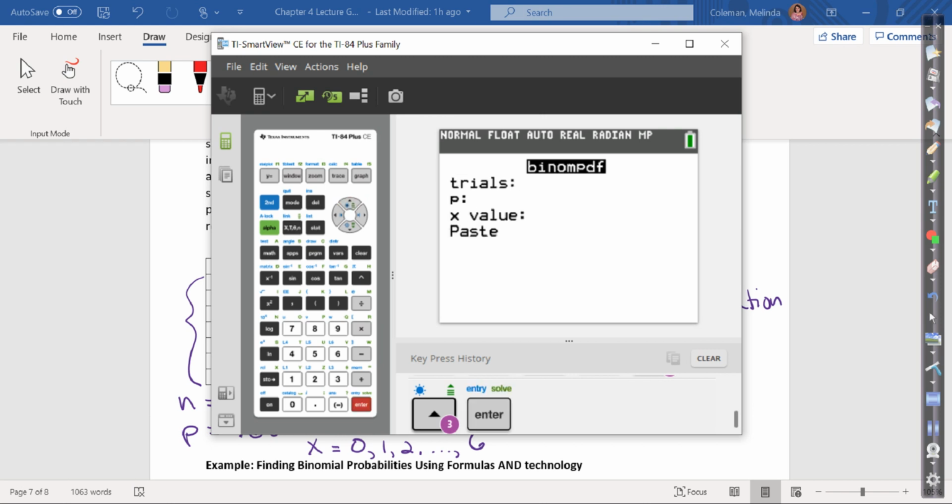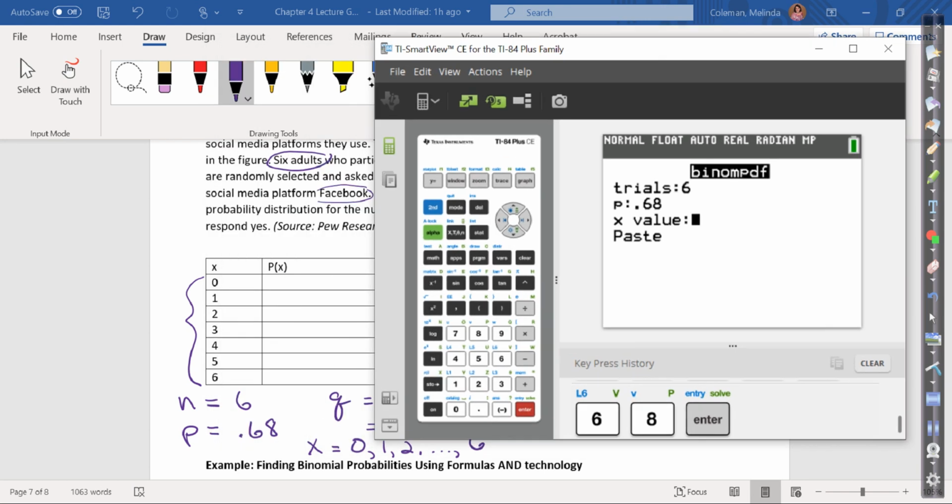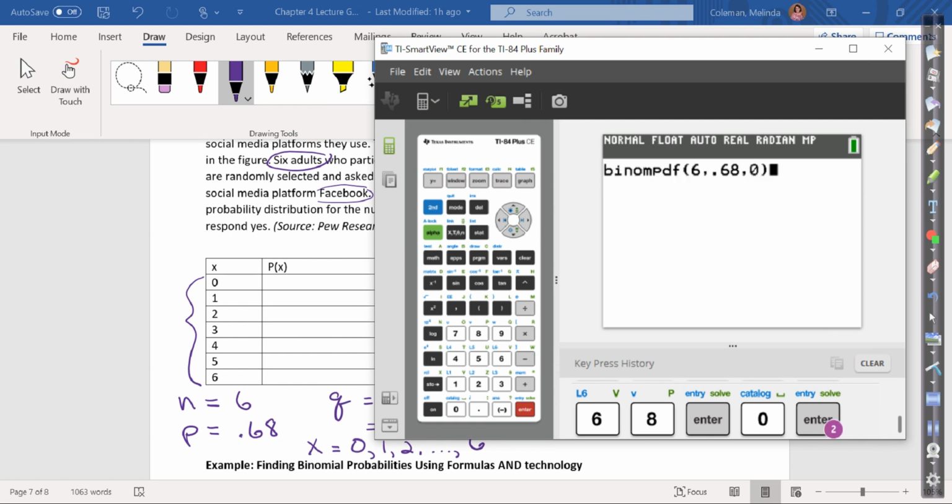So hit enter. Now again, depending on how your calculator is designed, we need to know N, the number of trials. In this case, there are 6. We need to know P, what is the chance of success, and that was 0.68. You don't have to tell it Q because it knows how to calculate Q. And then I have to give it an X value. Now remember, I have 6 or 7 X values when you count 0 that I'm going to have to find. So I'll start with the 0, hit enter. Yes, I want to paste that into my problem.